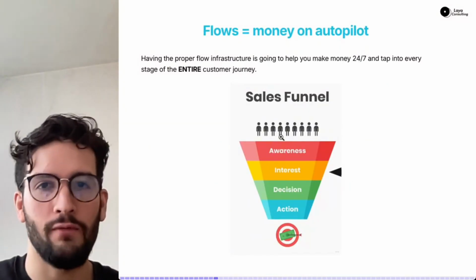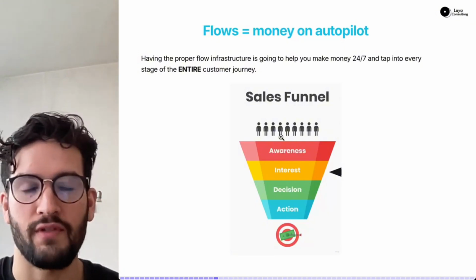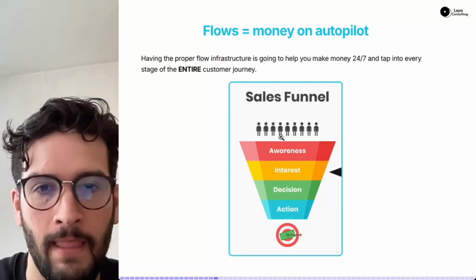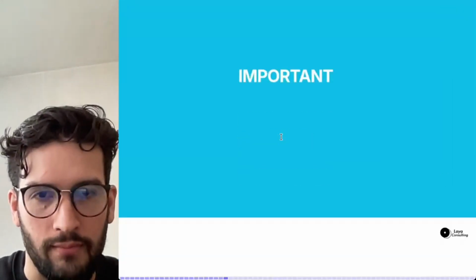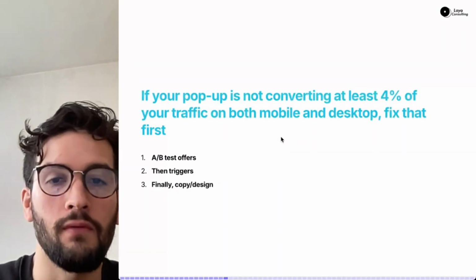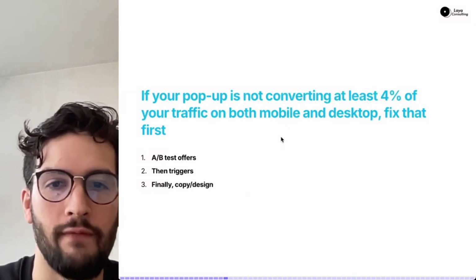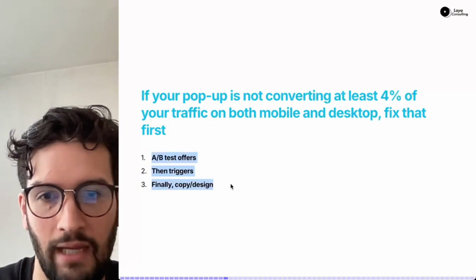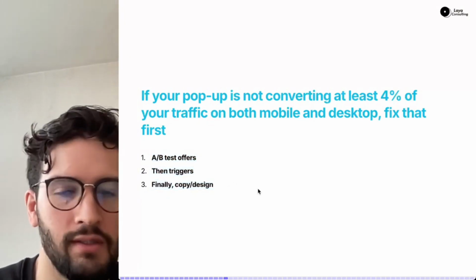Having the proper flow infrastructure is going to help you make money 24/7 and tap into every stage of the entire customer journey. Very important here. If your pop-up is not converting at least 4% of your traffic on both mobile and desktop, fix that first, okay? So again, A/B test offers, then triggers, finally copy and design.